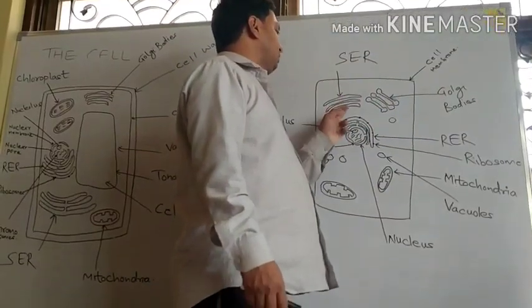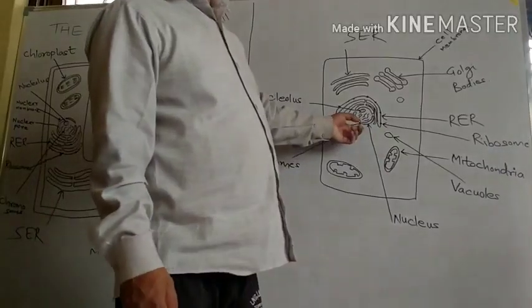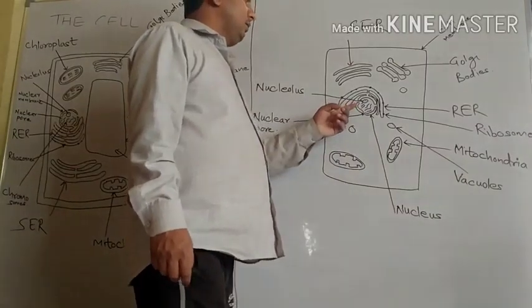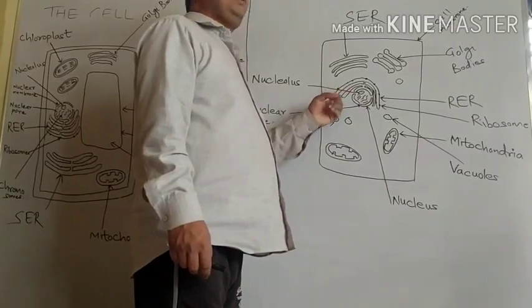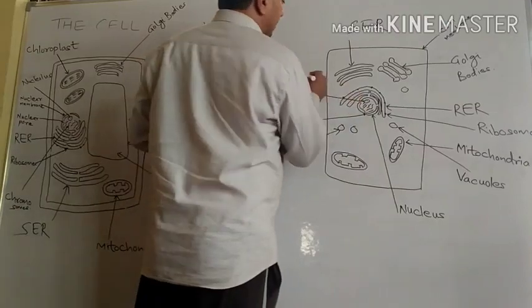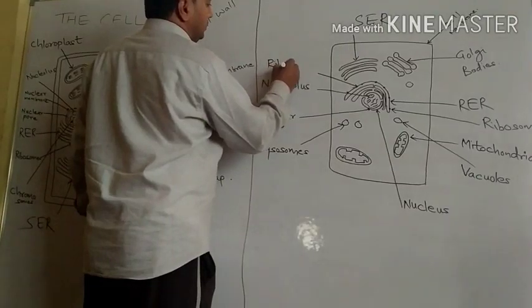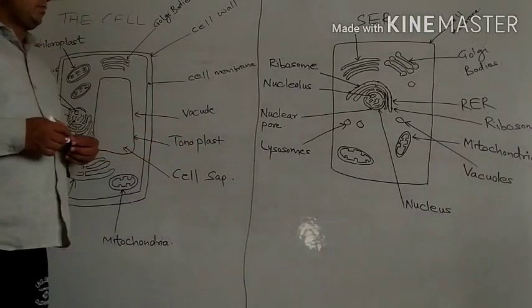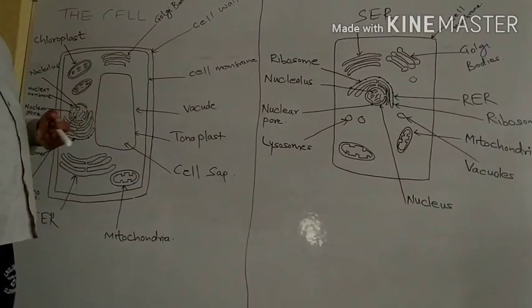Golgi body is there. Smooth endoplasmic reticulum is there. Nucleus is at the center. Central nucleus is there in the animal cell. Nucleolus is there. Chromosome is there. In the nucleus, nuclear pore is present. This nucleus is attached to rough endoplasmic reticulum, and again ribosomes are present on its surface. These are the site for protein synthesis. So this was the basic difference between plant cell and animal cell, which we have seen.